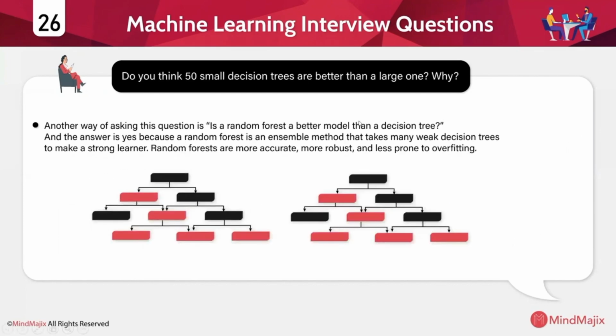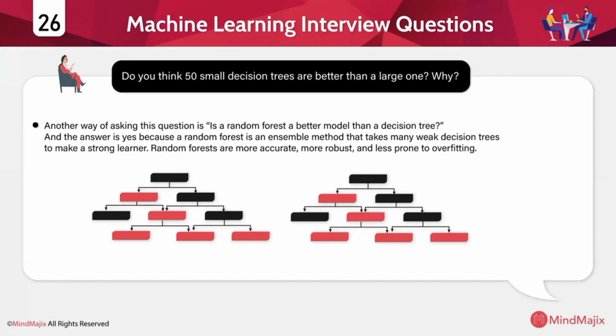Question number 26 is related to the decision tree. Do you think 50 small decision trees are better than a large one, and why? First of all, they will ask a question like this one. If you tell them yes, then they can ask why you are giving the answer yes. So at the same time, you have to prove your answer.